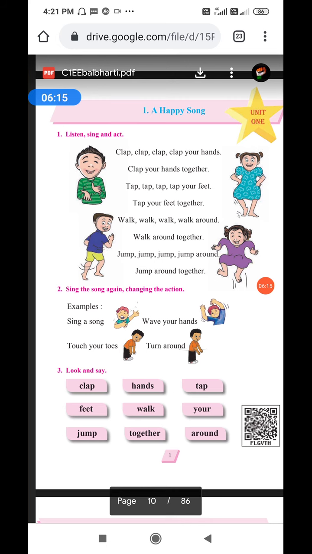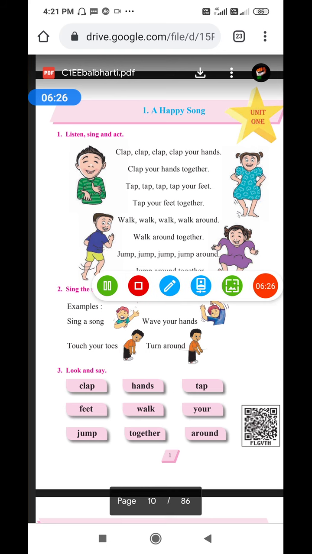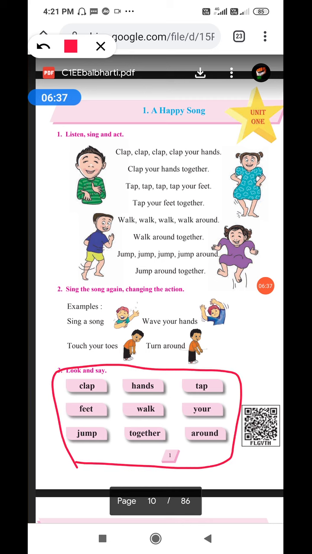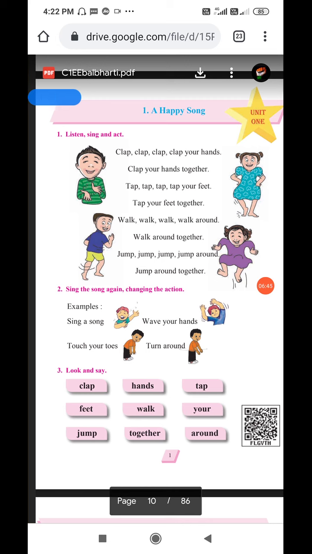So students, now I'm sure that you understand the topic very well. What you have to do now? You have to write this song one time in your notebook. And you have to write these nine spellings, three times each in your notebook. Did you get it, students? You have to write this with good handwriting. You have to submit this assignment tomorrow.